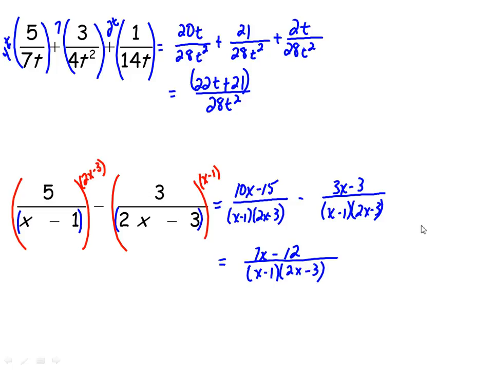When you get here, don't stop. Ask yourself 2 questions. Number 1, will this factor? On the numerator, will it factor? No, there's nothing in common. It's a binomial and there's nothing in common. Number 2, will anything reduce? No, because you have 3 groups and none of them are the same. You have 3 groups and none of them are the same, so that's going to be your answer.